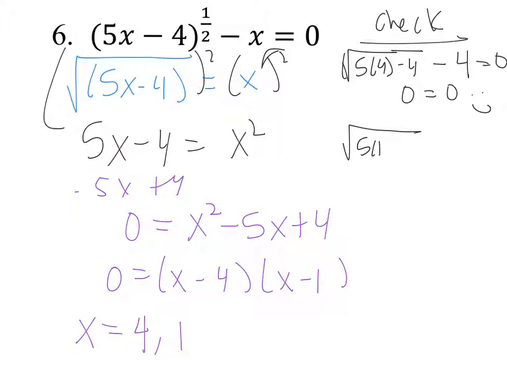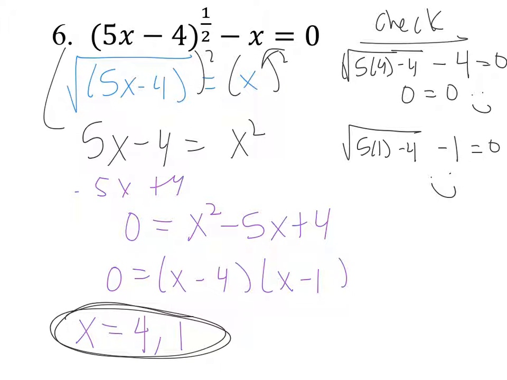Next, 5 times 1 minus 4, minus 1 equals 0. That's the square root of 1. Square root of 1 is 1. 1 minus 1 is 0. So that one also works. So both answers work here. Bing, bada, boom.